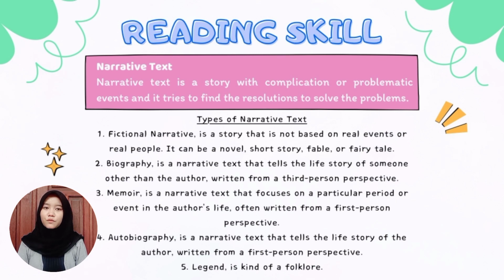It's a narrative text that focuses on a particular period or event in the author's life, often written from a first-person perspective. And the next is autobiography. It's a narrative text that tells the life story of the author, written from a first-person perspective. And the last is legend. It's a kind of folklore.